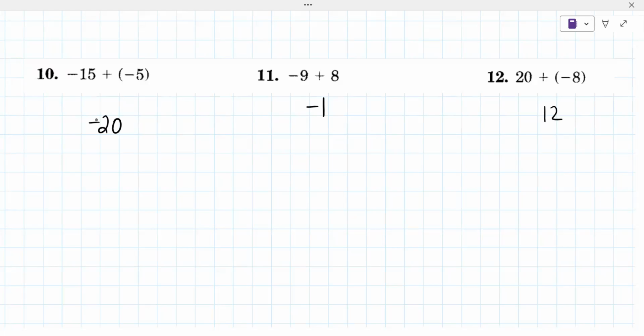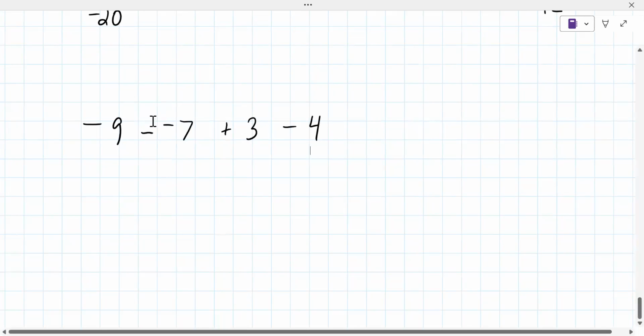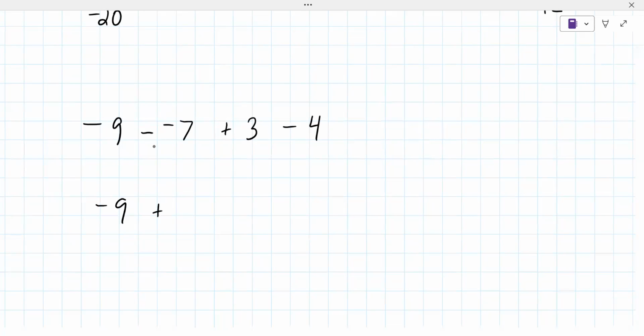Very good. So let's talk about what you do when you have more than one operation, like we've been doing. So let's say you have -9 minus a -7 plus 3 minus 4. The way to tackle problems like this is to first deal with the same sign stuff that you see. So this becomes -9 plus 7 plus 3 minus 4. And then you do addition and subtraction left to right.